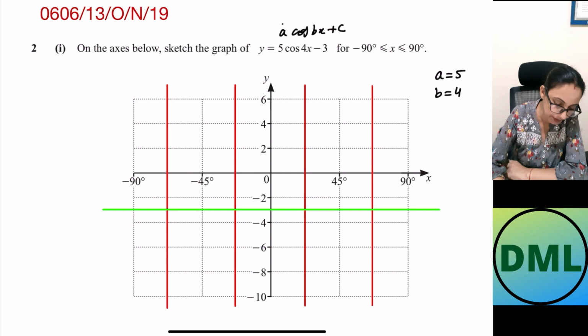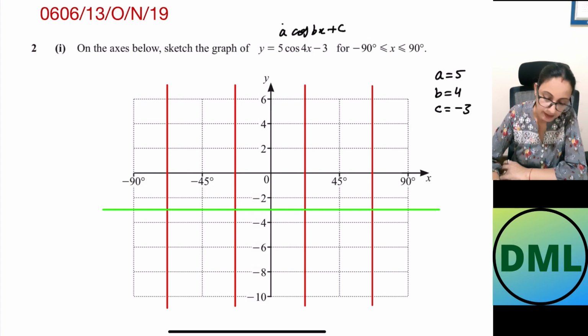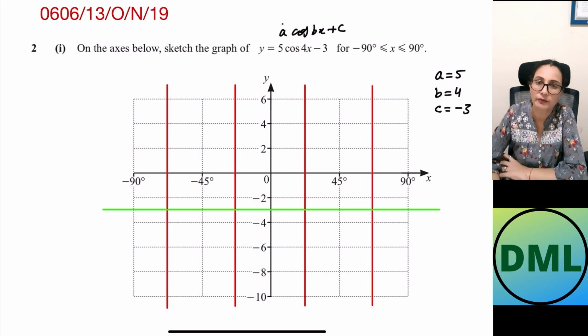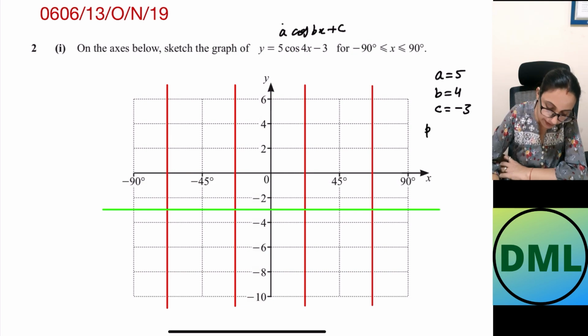Now if I compare, the value for C is negative 3. What is the C value? The C value is your axis. It shows that my axis is at minus 3. I need to find out my period first. What is our period? Period will be given by 360 degrees over the B value.